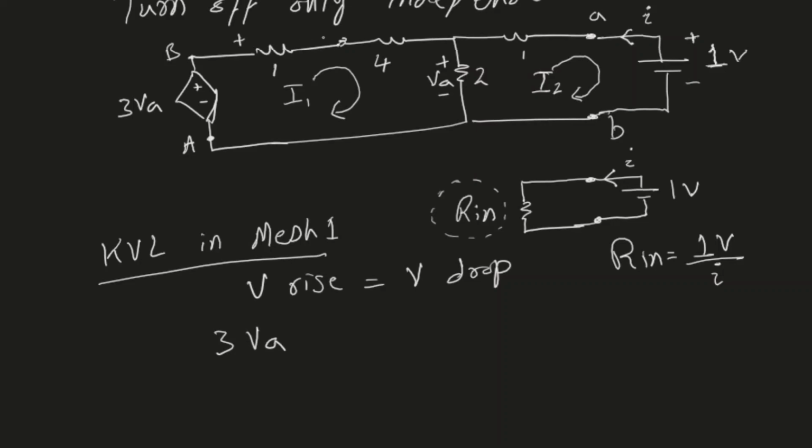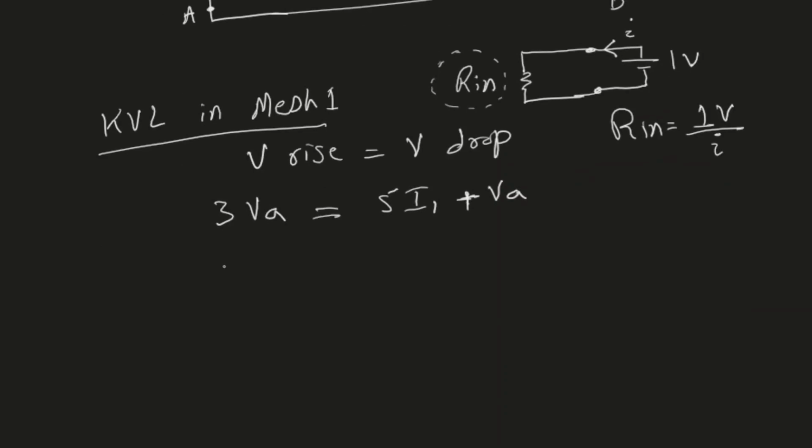Then I see a voltage drop over here, and I see a voltage drop over here. These two resistors are connected in series, and the same current I1 flows through them. So I can combine them in one resistor and say this is a resistor of 5 ohms. So I have a current I1 flowing in a resistor of 5 ohms, and that will cause a voltage drop of 5 I1. And then we have another voltage drop of VA. So that is VA. Now simplify it a little further. We have 2 VA equals 5 I1.